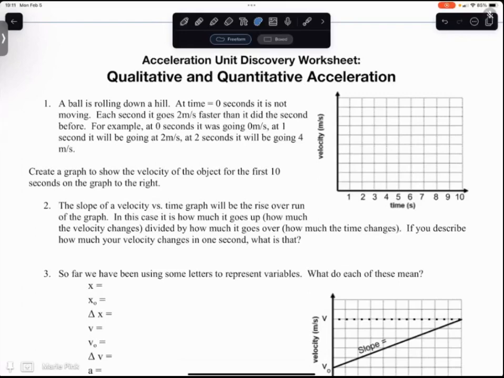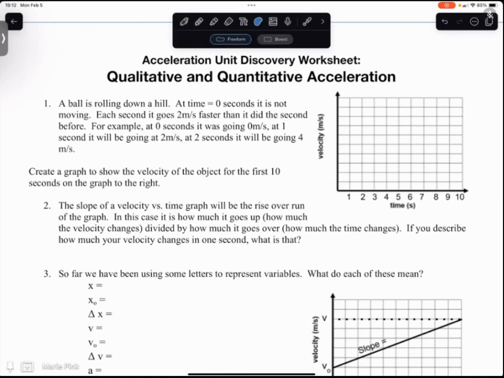So this is the lecture for basically the entire unit. What we're going to talk about here is what you need to know about velocity versus time graphs and equations and all the things that we are going to be using during this unit.